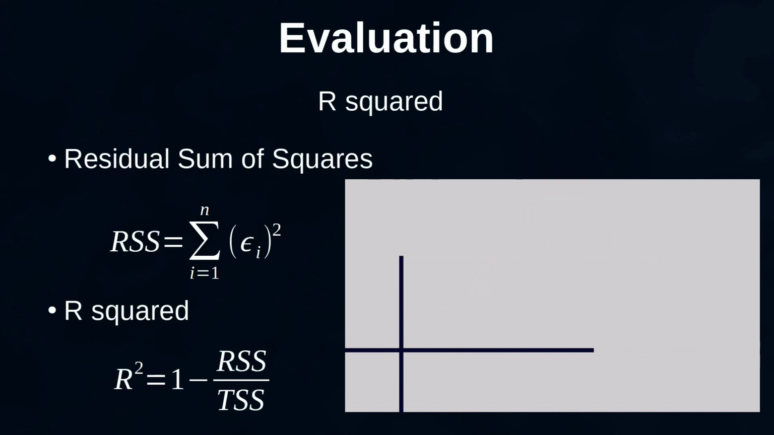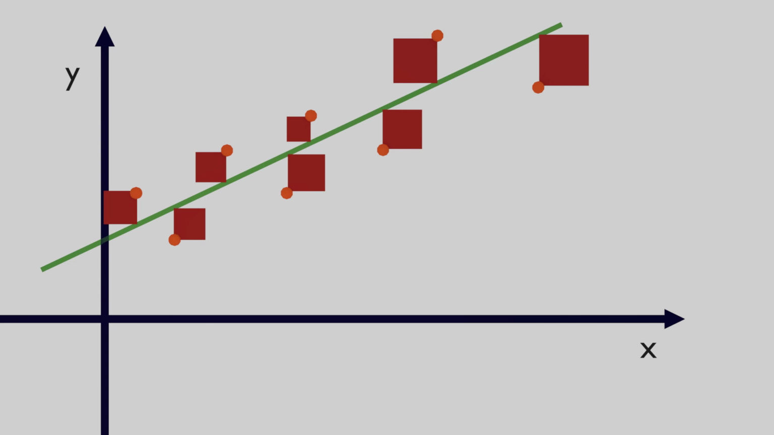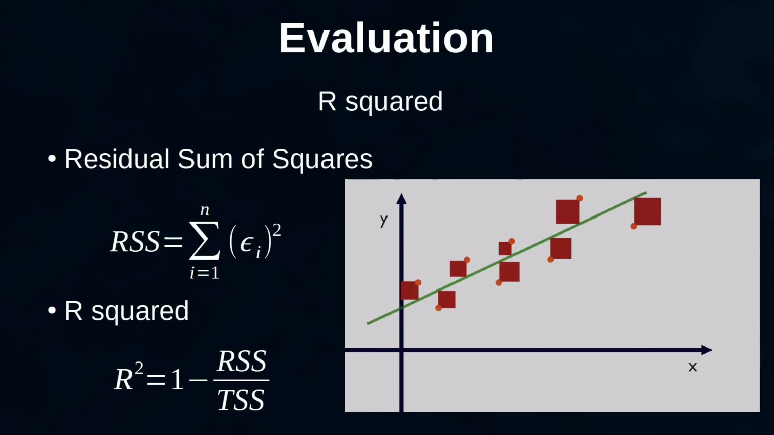Then, the second step is to calculate the residual sum of squares, which is similar to the mean squared error, but without calculating the mean. These are the squared errors of the function that we believe is a good fit for the data. In the example, you can see that the residual sum of squares is the sum of all the red squares. And the third and final step is to calculate R-squared, which is 1 minus the ratio between the residual sum of squares and the total sum of squares.